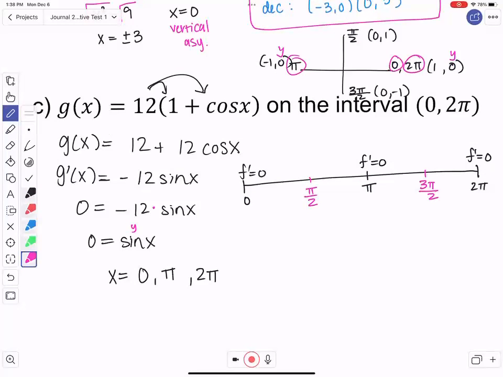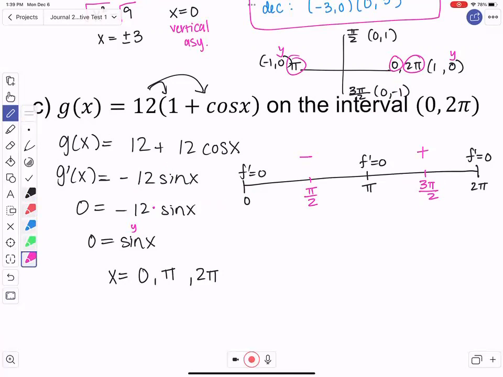So if I picked pi over 2 and I plug it into my derivative, which is sine, oh wait, which one's my derivative? This is my derivative, my bad. If I plug in pi over 2, this sine becomes 1. So if this is a 1 times a negative 12, this is a negative. And then if I plug in 3 pi over 2 into here, this sine would be negative 1. If I multiply by negative 12, I get a positive.